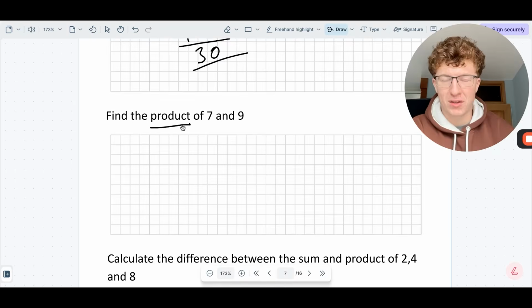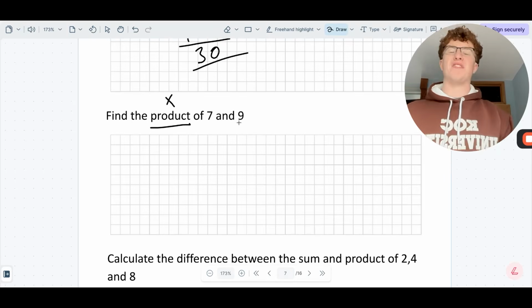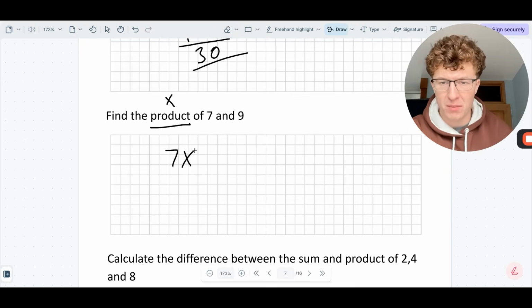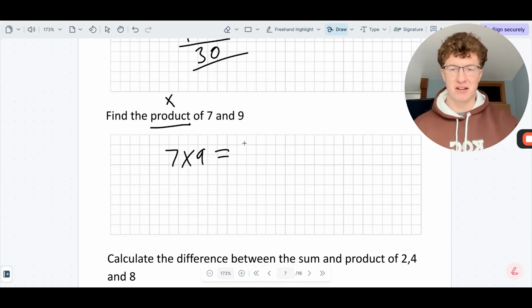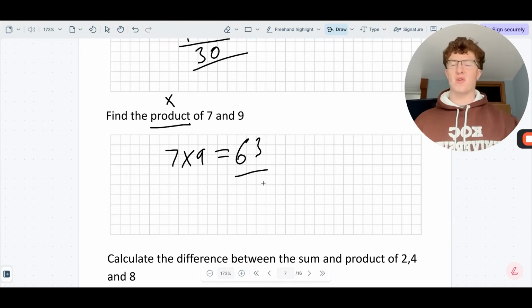Find the product. What's product? Multiply. What's the product of 7 and 9? So we're going to be doing 7 multiplied by 9. And what's 7 multiplied by 9? That's just 63. Second question done.